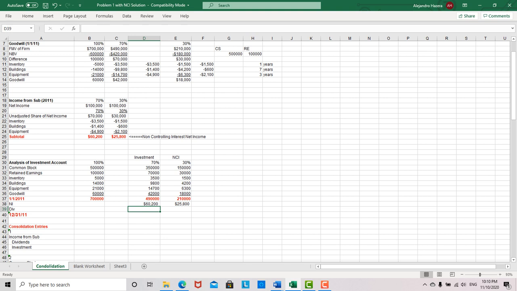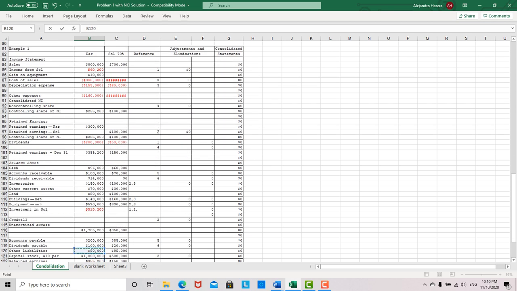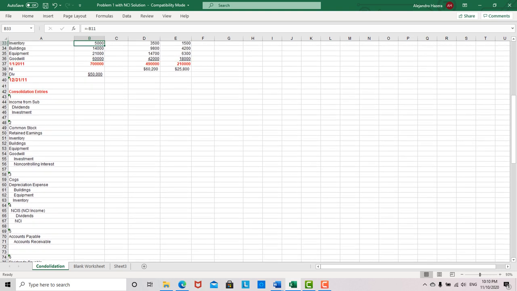Okay, so the dividends, the easiest place to get dividends. I cannot emphasize this enough. The easiest place to get dividends, and it's going to be a negative, for the year is, and let's go ahead and put the dividends over here, and we'll split them 70-30. So we're going to take the dividends, and the dividends are always going to be on the subsidiary statement of retained earnings right here.